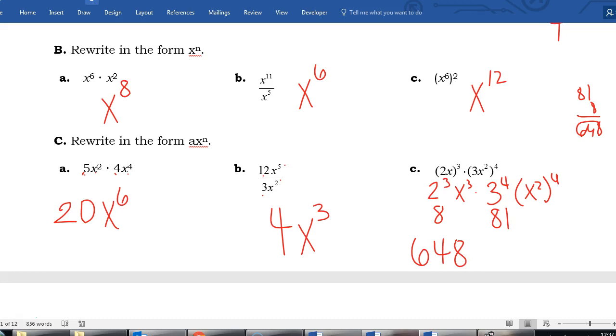Okay, I'm going to do my x's now. x to the third, I'm just going to keep it x to the third. x to the 2 to the 4, that's my power of a power rule. I need to multiply those together. And now I'm going to use my product rule to tell me to add the 3 and the 8 to get x to the 11. Phew, that's a lot of stuff.